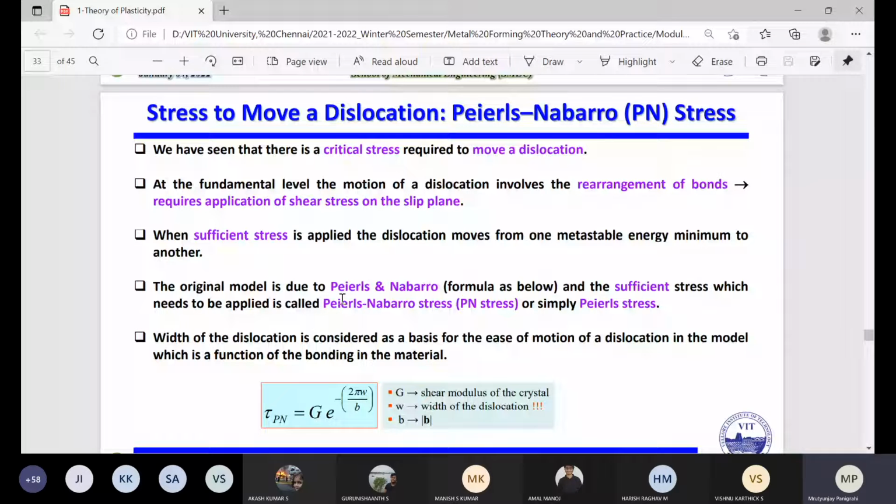And the original model is due to the Peierls and Nabarro formula, and the stress which needs to be applied is called the Peierls-Nabarro stress, PN stress, or simply we know it as the Peierls stress. Okay, and this is the equation. You have tau PN equal to G e to the power minus 2 pi W by b. Where G is the shear modulus, W is the width of the dislocation, and b is the Burgers vector. So these are the basic equations of the Peierls-Nabarro stress.